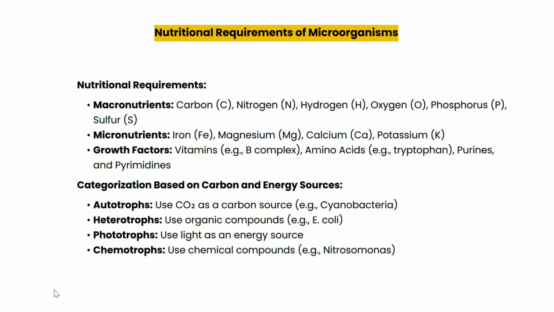Microorganisms require a variety of nutrients for growth and metabolism, broadly classified into macronutrients, micronutrients, and growth factors. The macronutrients, including carbon, nitrogen, and phosphorus, are needed in large amounts. Micronutrients like iron and magnesium are required in smaller quantities but are essential for enzyme functions. Growth factors such as vitamins and amino acids are required by some microorganisms that cannot synthesize them on their own.